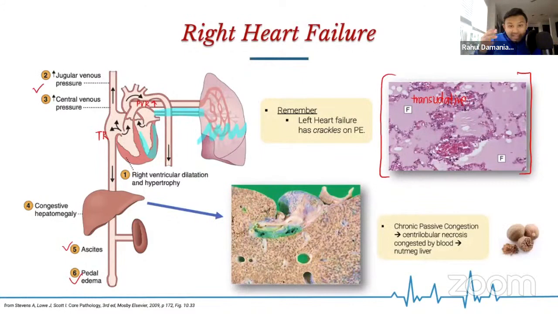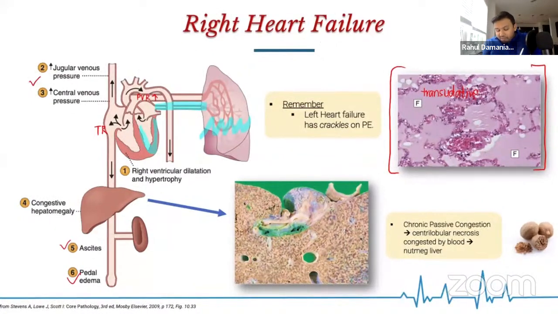Now, going back to either left heart failure that's very severe or isolated right heart failure, these patients are going to have that congestive hepatomegaly. And you can get a gross pathology image on your USMLE that is going to be known as the nutmeg liver. And that is essentially going to be centrilobular necrosis that is going to be congested by blood. And you see a nutmeg-type appearance on your liver just due to the passive venous congestion.